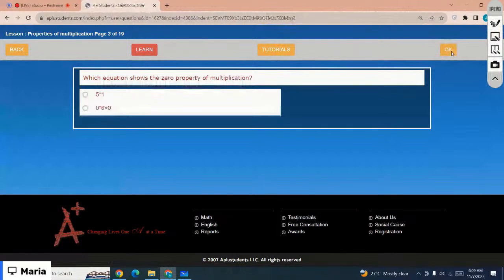Which equation shows the zero property of multiplication? Which option is the correct option? 5 times 1, or 0 times 6 equals 0? Zero property means you are going to multiply the numbers with 0. So option number 2 is the correct option. 0 times 6 equals 0. Option number 2 is the correct option.